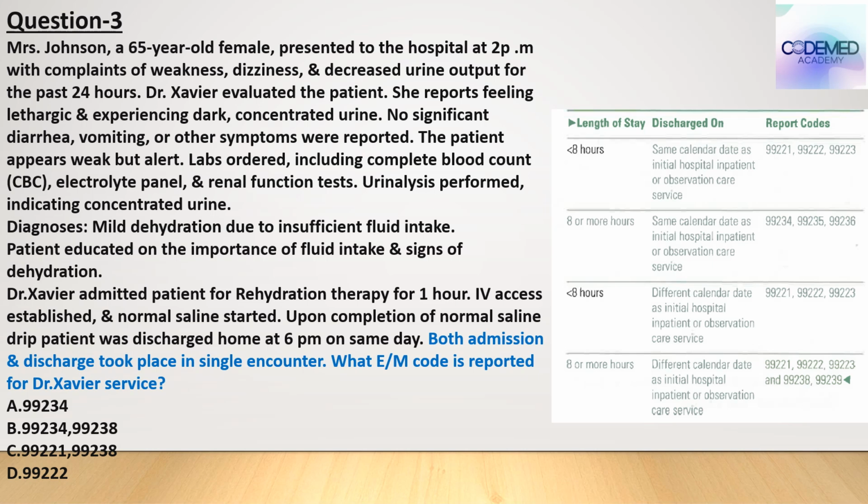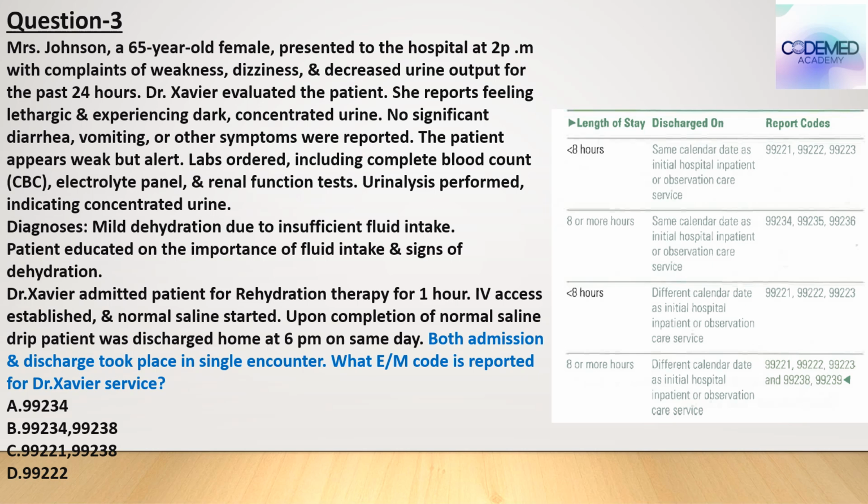Johnson, a 65-year-old female, presented to the hospital at 2 p.m. with a complaint of weakness, dizziness, and decreased urine output for the past 24 hours. Dr. Xavier evaluated the patient. She reports feeling lethargic, experiencing dark concentrated urine. No significant diarrhea, vomiting, or other symptoms were reported. The patient appears weak but alert.